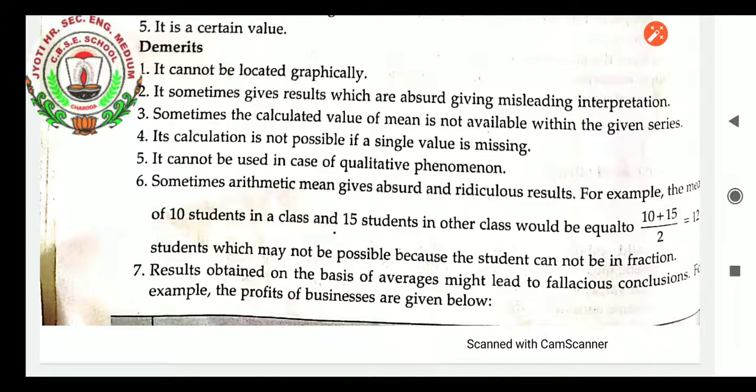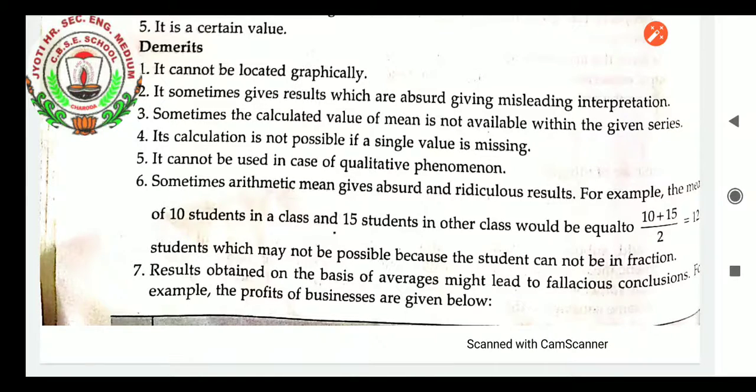Sometimes arithmetic mean gives absurd and ridiculous results which are not easily understandable by the observer. For example, the mean of 10 students in one class and 15 students in another class would be 10 plus 15 divided by 2 equals 12. This is absolutely wrong, as 12 students may not be possible because a student cannot be in fractions. It will be 12.5. This cannot be taken as mean.